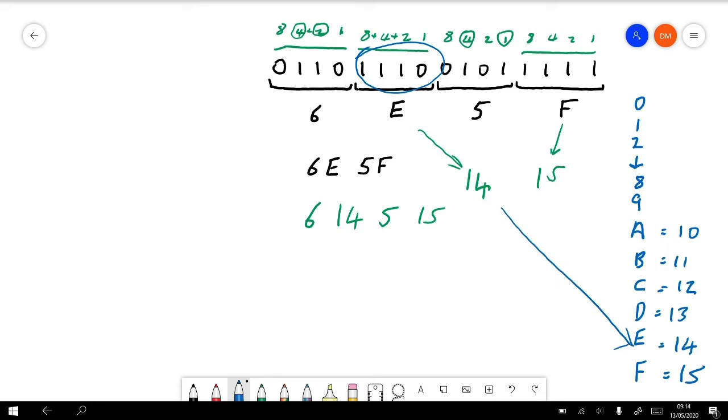So why are we doing all this? Hex is easier to remember, easier to read, and less likely to lead to mistakes when you are writing in hex. In an exam, it might ask you what are the advantages of writing in hex.